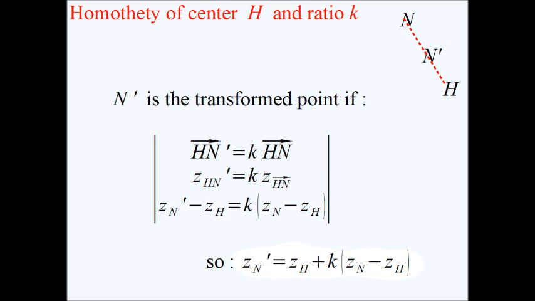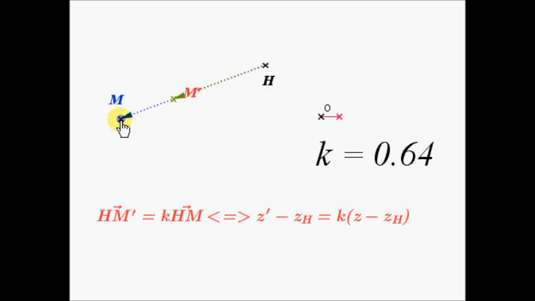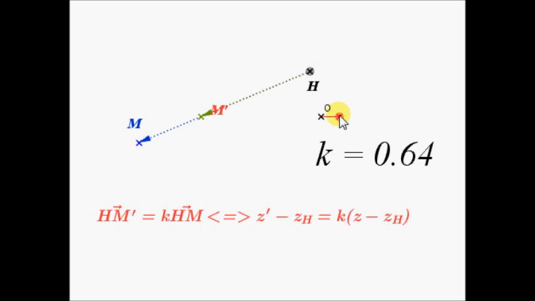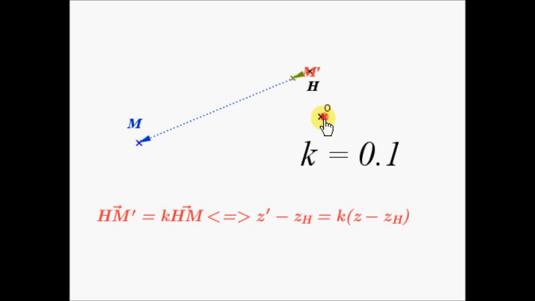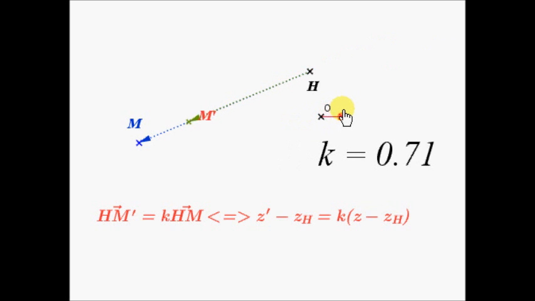And the homothety now acts like a product by a real number. z prime is the affix of the center plus k times the difference of the two affixes. You see that when you move k, when k is negative, the point M prime goes through the center.